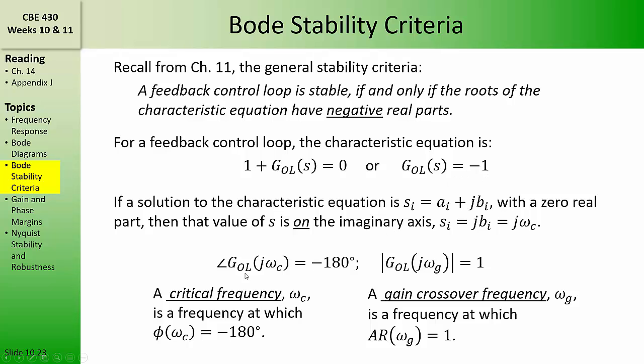So the phase angle of G at omega c is minus 180 degrees. And the distance to the origin, or the amplitude ratio, is equal to 1. These values for the phase angle and the amplitude ratio of the open loop transfer function establish what we call a critical frequency, omega c, which is any frequency at which the phase angle is equal to minus 180 degrees. And a gain crossover frequency, omega g, is a frequency at which the amplitude ratio is equal to 1.